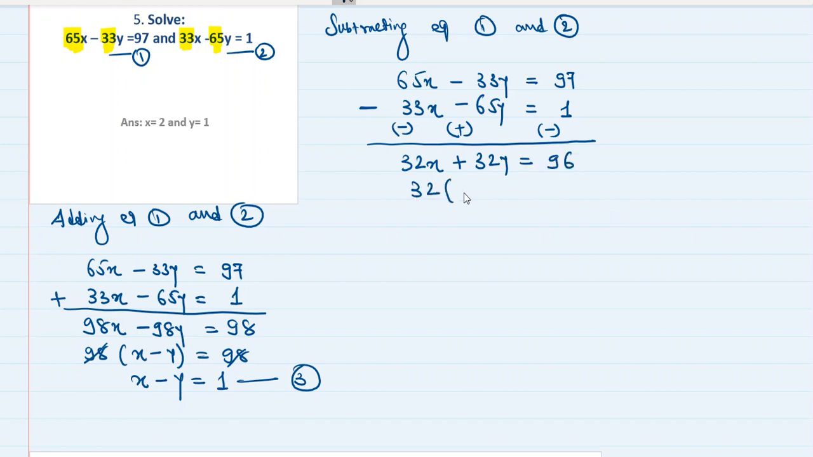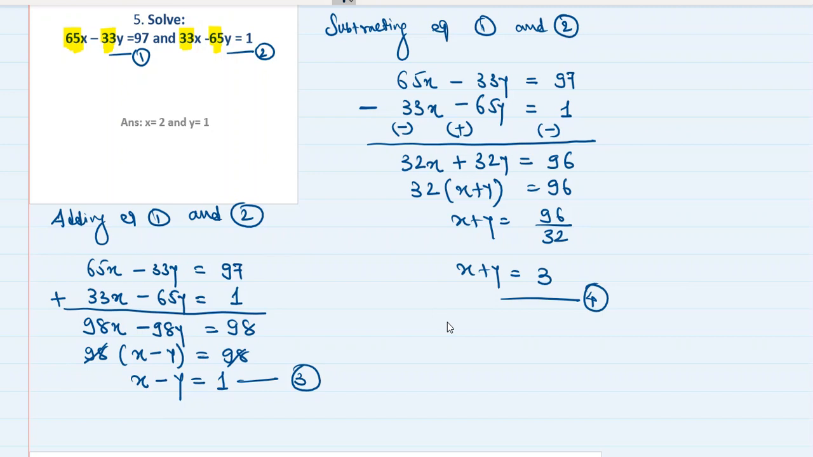32 comes out common. X plus y is equal to 96 divided by 32. X plus y is equal to 3. And this is equation number 4. X plus y is equal to 3. Correct? Right.